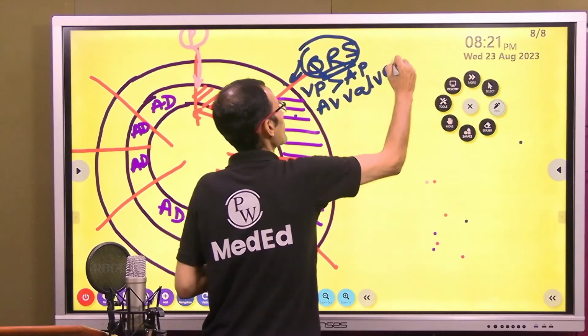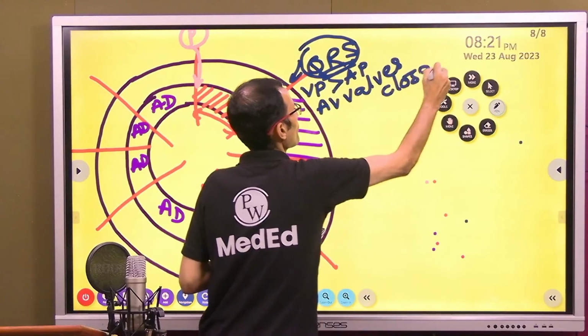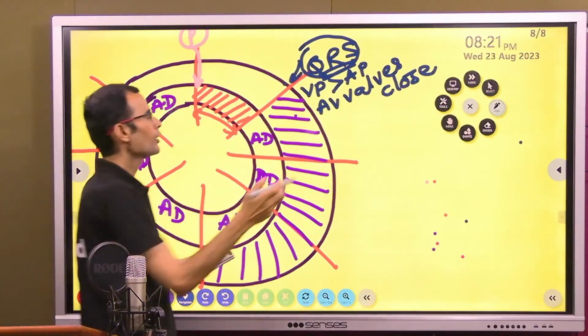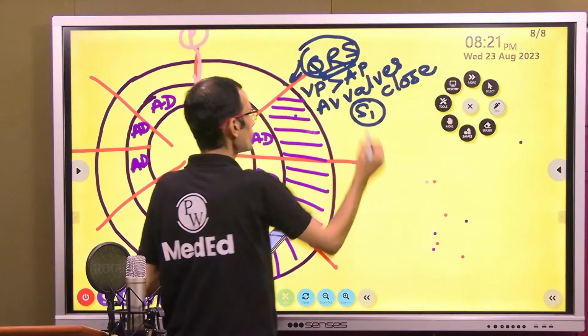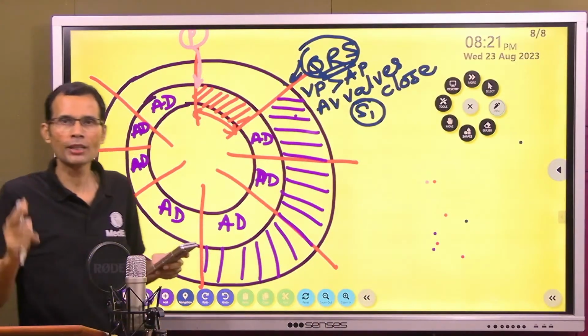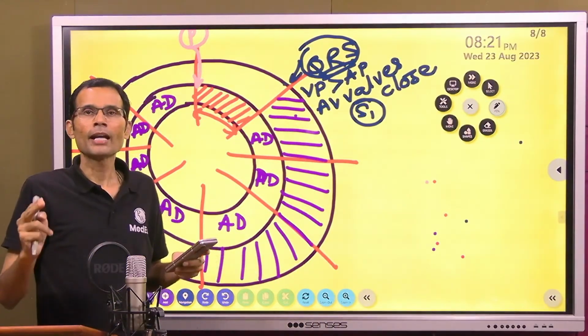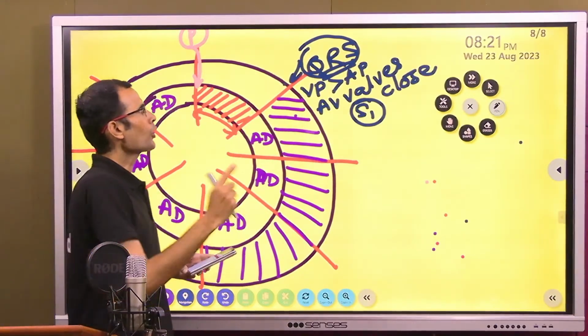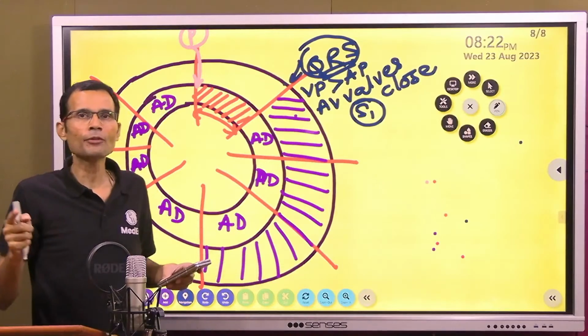AV valves close. And this closure of the AV valves produces the first heart sound. So we know two things about the first heart sound: that it occurs at the onset of ventricular systole and it occurs due to the closure of the AV valves.